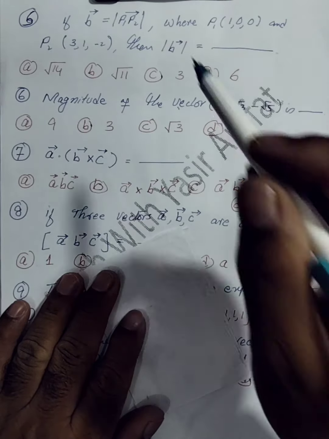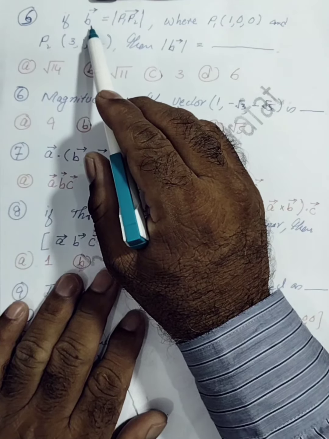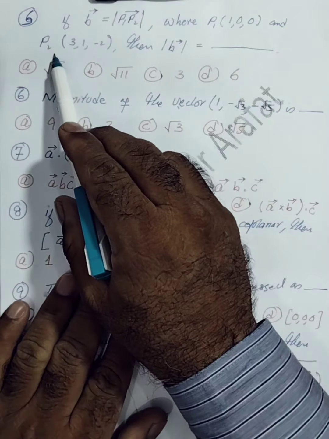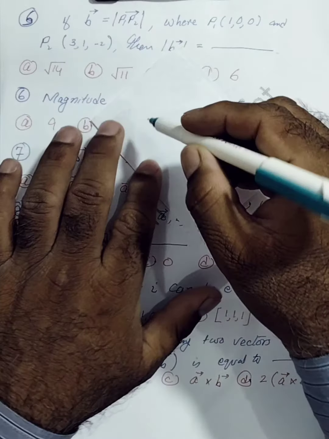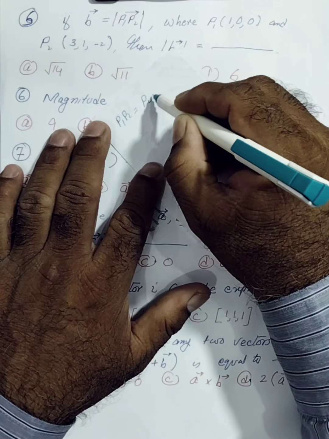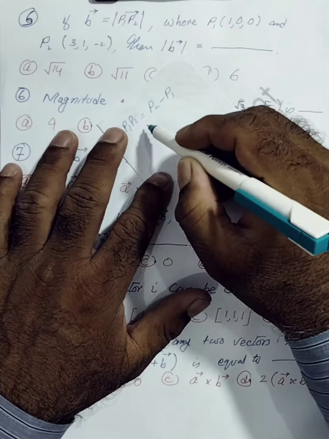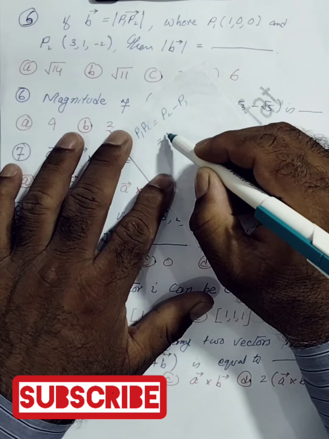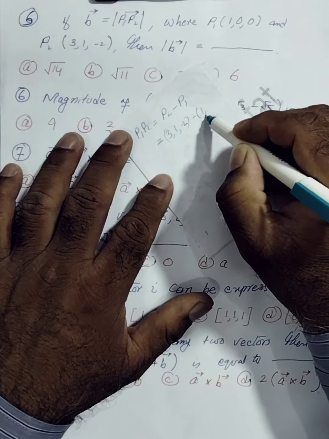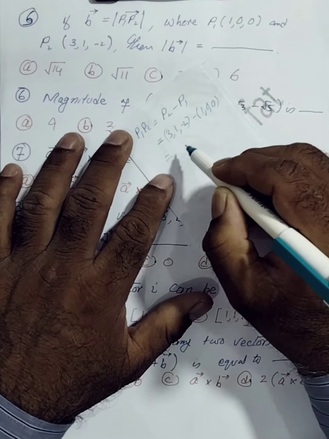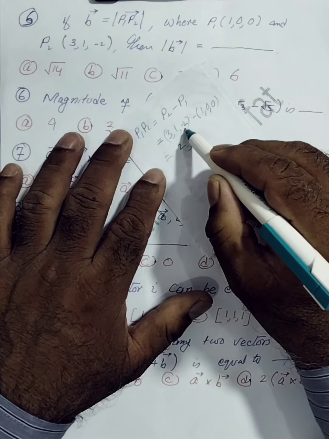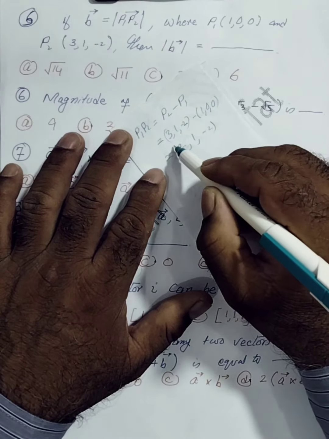Now dear students, come to the next point. If B is equal to the modulus of P1P2, where P1 and P2 are given to you, we have to find P1P2. That can be written as P2 minus P1 with respect to the origin. Here P2 is (3, 1, minus 2) and P1 is (1, 0, 0). When we subtract, 3 minus 1 is 2, 1 minus 0 is 1, minus 2 minus 0 is minus 2, in the ordered pair.